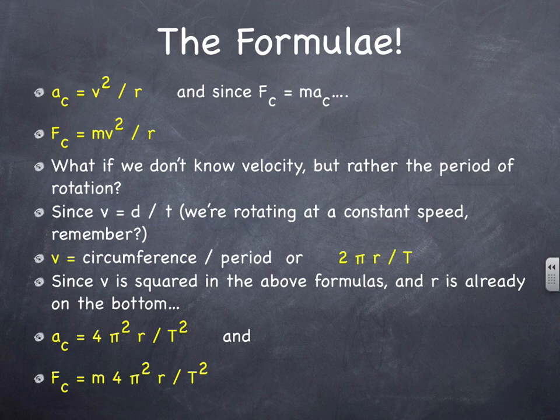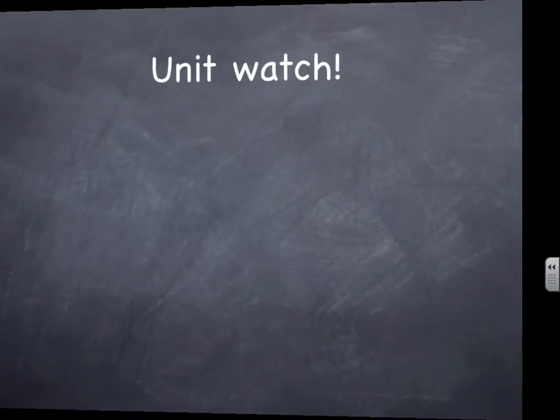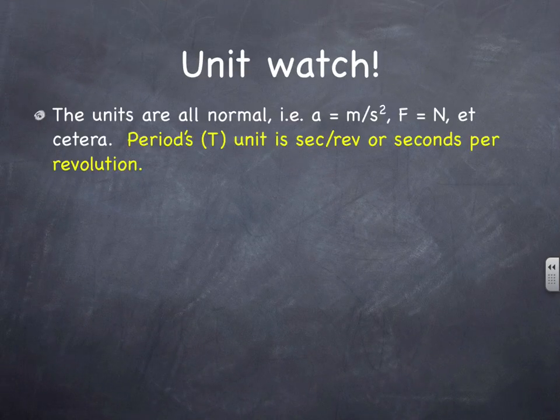So I use the top equations if I know the speed. I use the bottom equations if I know the time, the period, the time it takes to go around one time. So that's the only difference. Everything else is just a constant value that's not going to change. That's very, very easy to do.